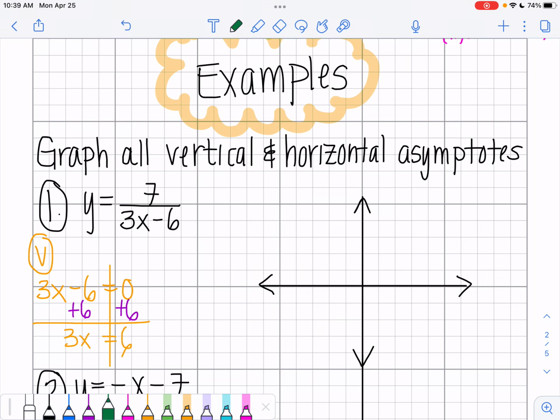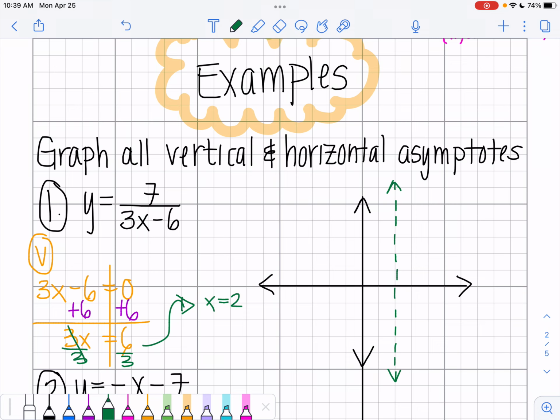I get 3x equals 6 and divide both sides by 3. I'm going to zoom up here because I'm running out of space. And I'm left with x is equal to 2. So x is equal to 2, I would come in at my x is equal to 2 value, and I would draw in my asymptote like this.